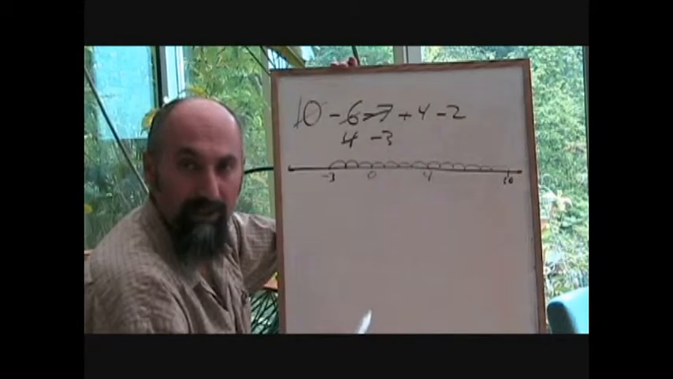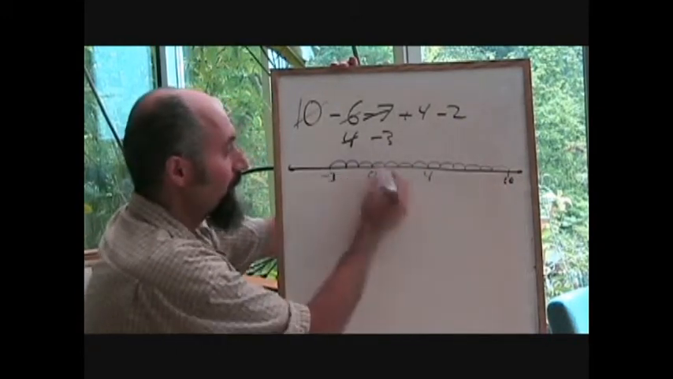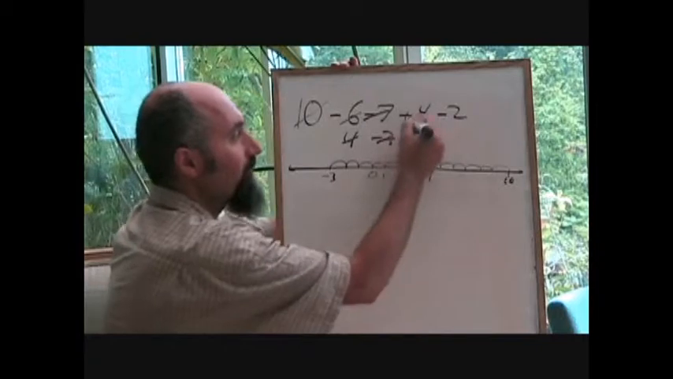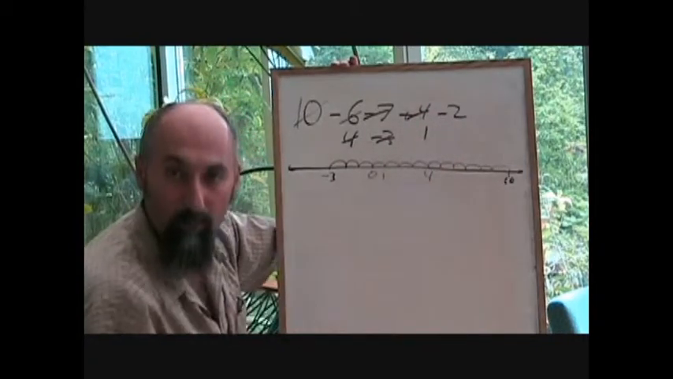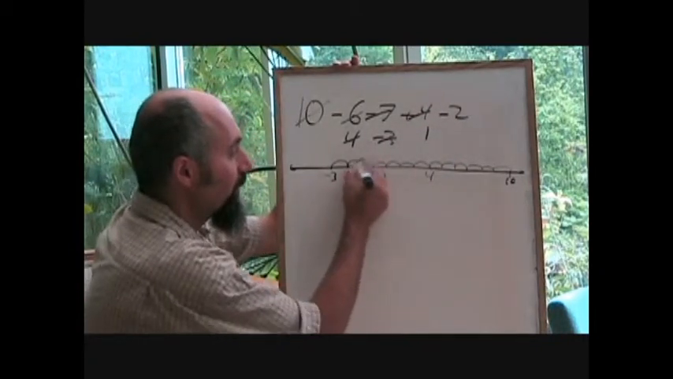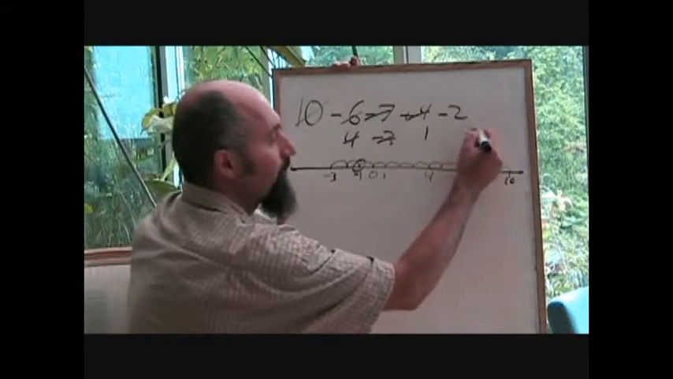And then negative 3 plus 4, now you're moving forwards again. You're going to end up at 1. So negative 3 plus 4 is 1. And then 1 minus 2 is going to be negative 1. So your answer is just going to be negative 1.